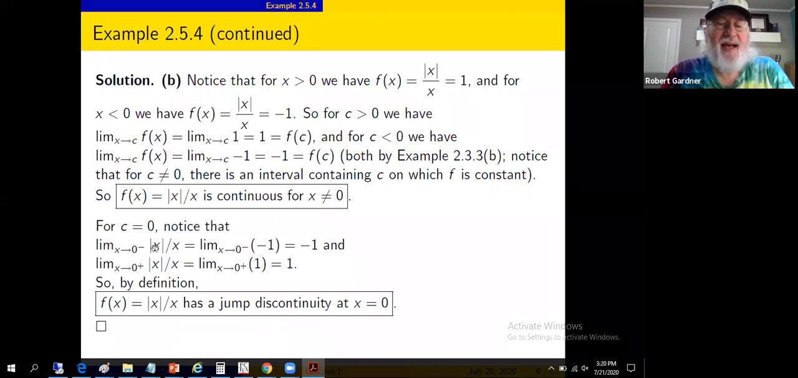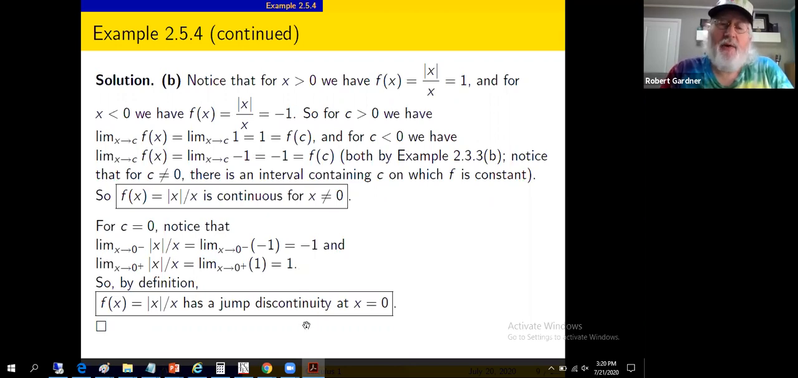All right, what happens at 0? Well, at 0, let's take limits as x approaches 0 from the left and the right. When x is negative, I know that function is negative 1. We get out a limit of negative 1. When x is positive, I know that function is positive 1. We get out a limit of positive 1. So the limit from the left is negative 1. The limit from the right is 1. Both of those limits exist, but they're different.